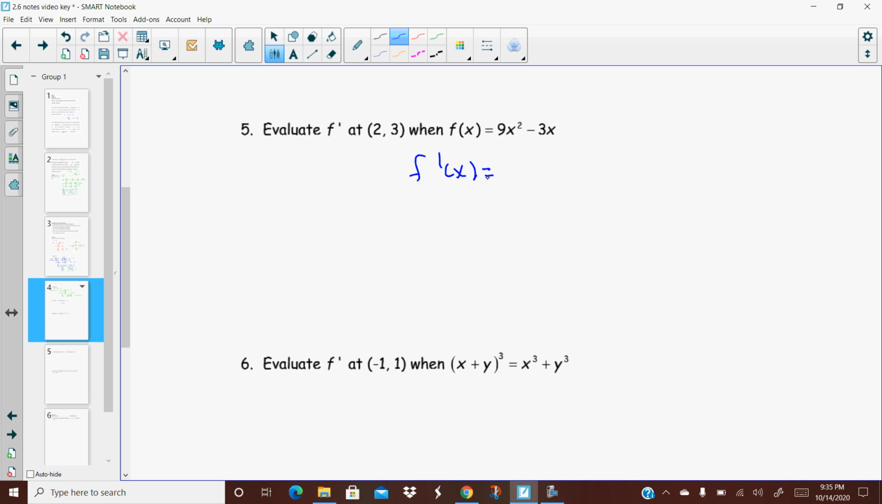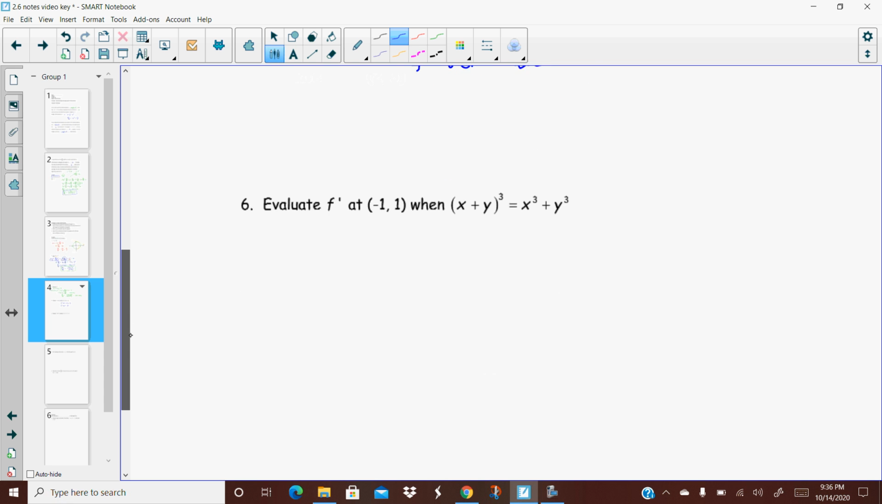F prime of x, we can just use the power rule. 18x minus 3. But it says to evaluate it at the point 2, 3. Well, at the point 2, 3, there's only an x value that I have to worry about. So really, I'm just evaluating this at 2, which is going to be 18 times 2 is 36 minus 3. So we're going to get 33. And that's the derivative evaluated at the point 2, 3. Now, why did I show you that one? Because that's like what we've been doing. Let's do the next one.